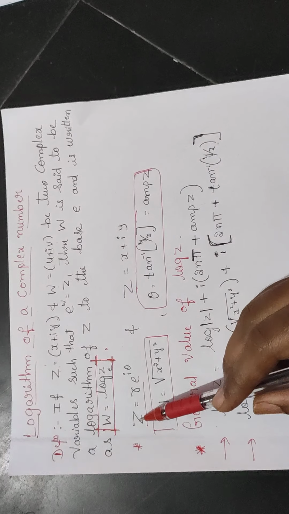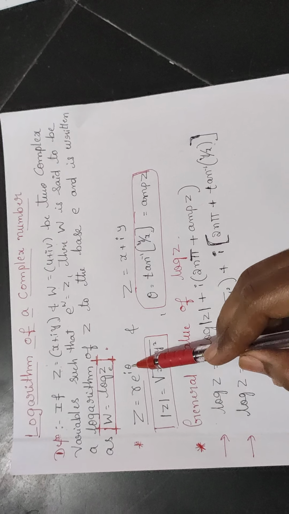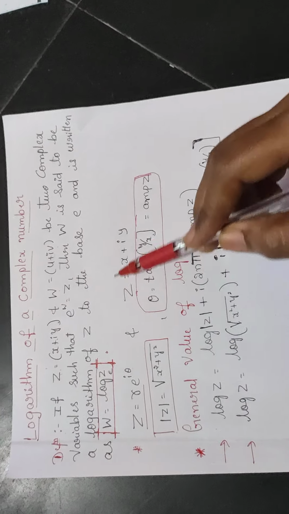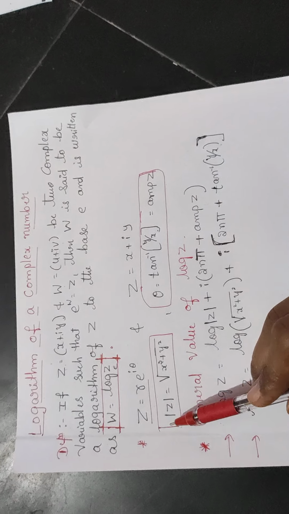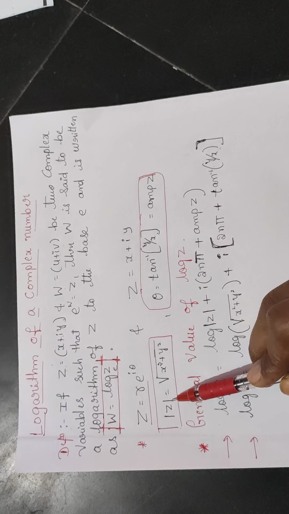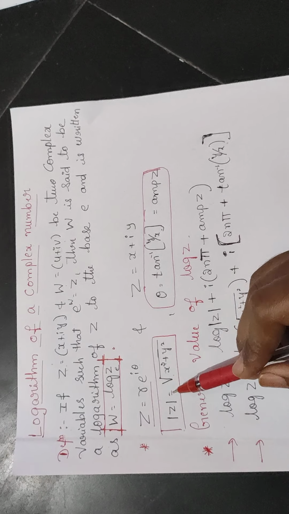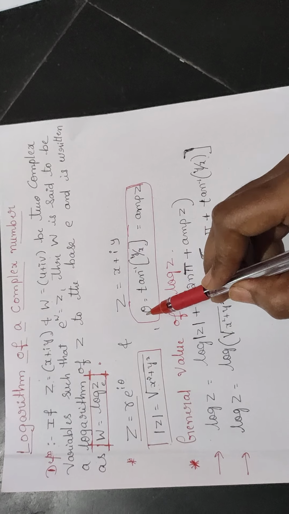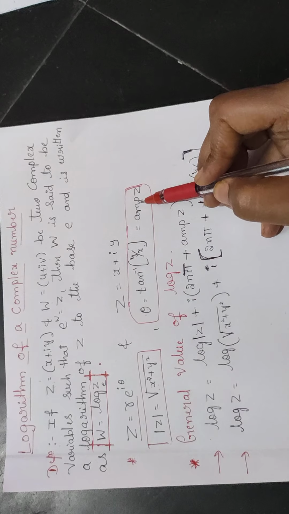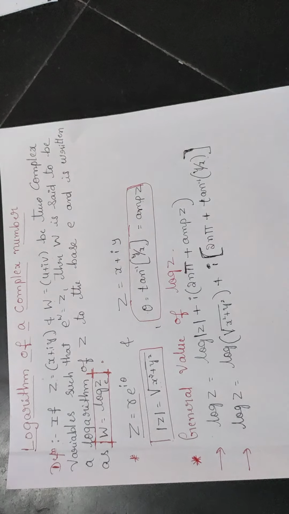We know that z can be written as z is equal to r e power i theta in polar form, and also we know that z is equal to x plus iy. So mod z, the modulus of z, is equal to square root of x square plus y square. And theta, here theta means amplitude of z, its value is tan inverse of y by x.